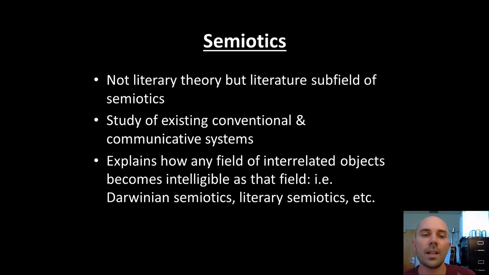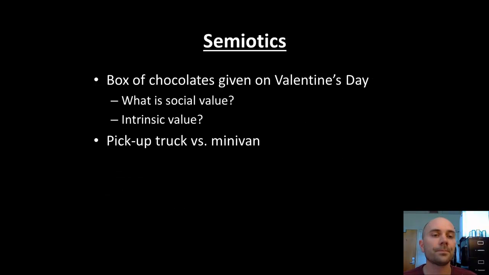Now, semiotics is not, strictly speaking, a literary theory per se, but rather we can think about literature as a subfield of semiotics. And semiotics is essentially the study of existing conventions and communication systems. So it helps explain how any field of interrelated objects becomes intelligible as that particular field. So you could have Darwinian semiotics, you can have literary semiotics, and so on and so forth.